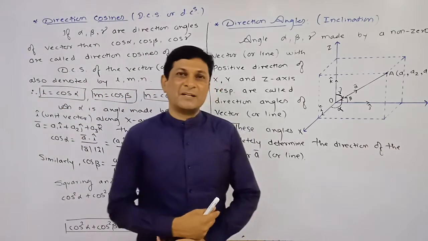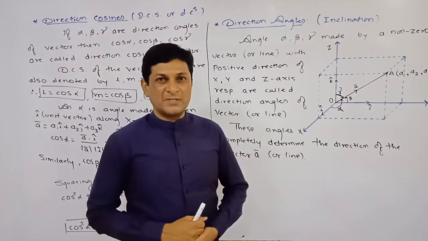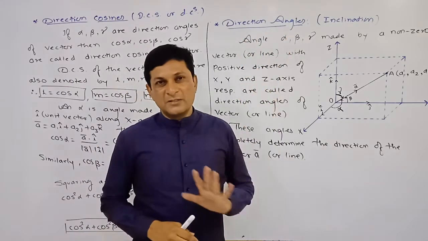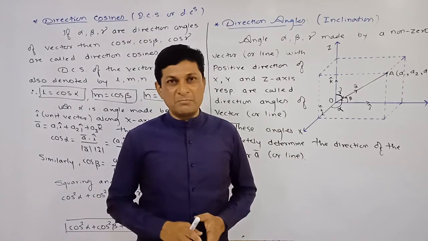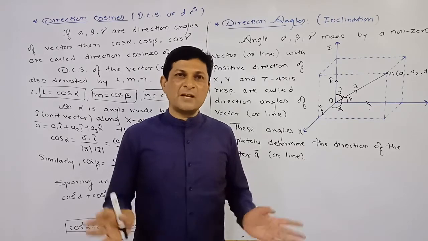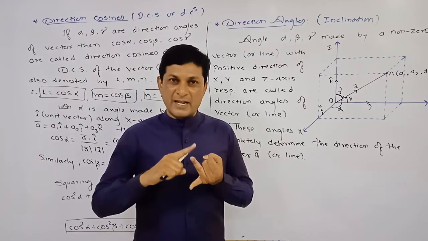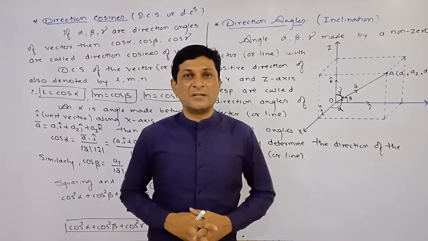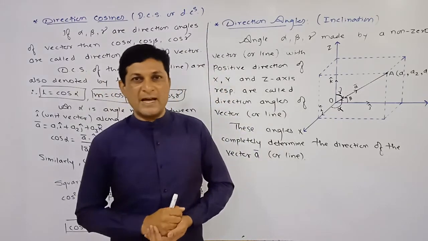Hello friends, today we are starting the next very important article from this chapter. That is nothing but direction angles. Remember that the results we are discussing today are useful not only in this chapter on vectors but also in lines and planes. In lines and planes, every result is related to direction angles, direction cosines and direction ratios. So try to understand these definitions and the relation between direction cosines and direction ratios.